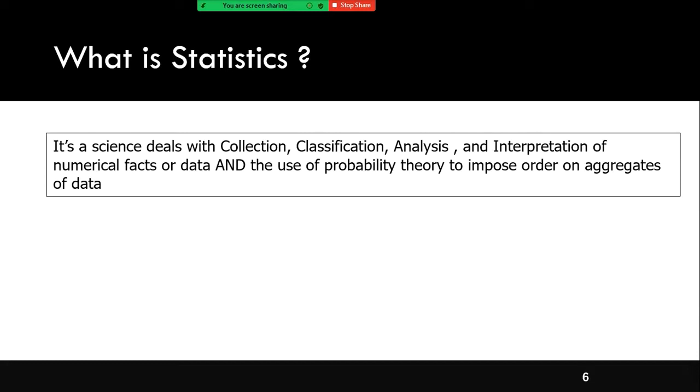Okay, so in simple terms, as part of statistics, right? Statistics is a science. It deals with collection of the data and classifying the data, analyzing the data, and interpreting the numerical facts or data and the use of probability theory to impose order on aggregates of data. As part of data analytics, the simple data analytics, the same process we follow.